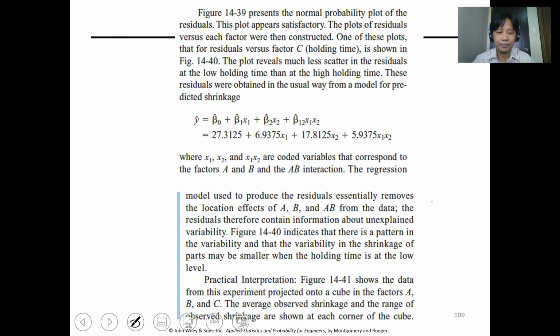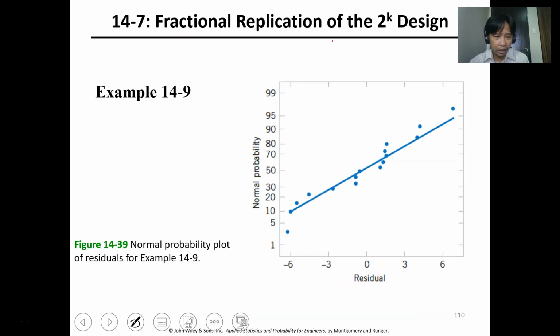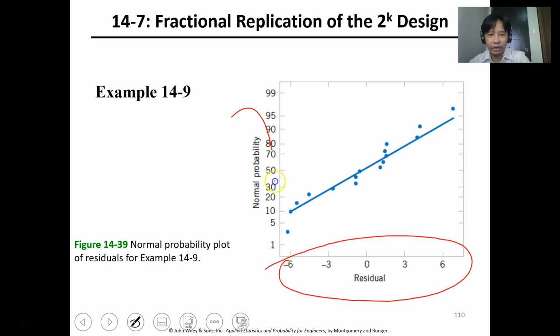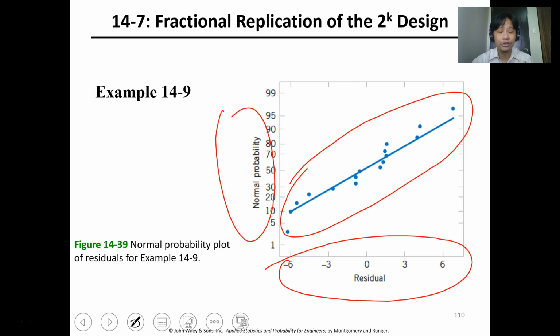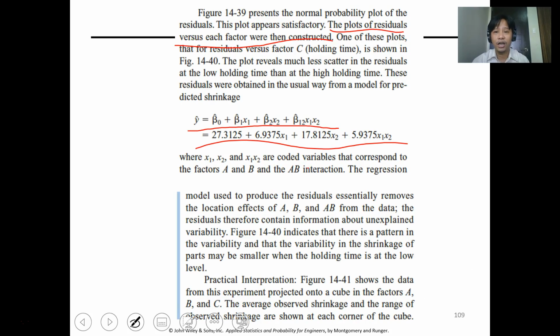Okay? Nasusundan. Okay. So from this plot, we will try to construct yung equation, and from this equation we will try to calculate the predicted value and calculate the residual. So from that we will plot a residual plot, and ito yung residual plot. So plotting the residual with normal probability, as you can see linear siya, so meaning this shows a good fit. A plot of the residual versus each factor was then constructed. One of these plots, done for the residual versus factor C, holding time, is shown in figure 14-40.